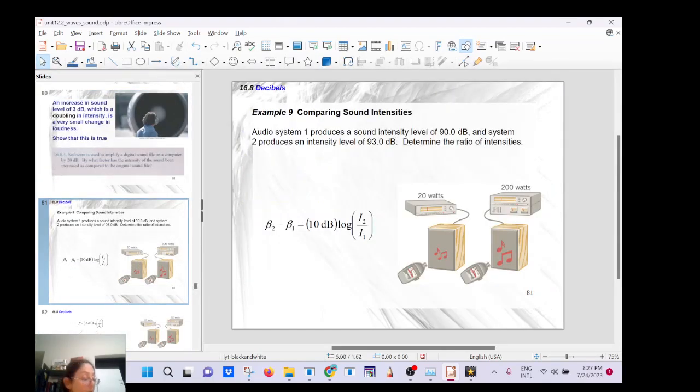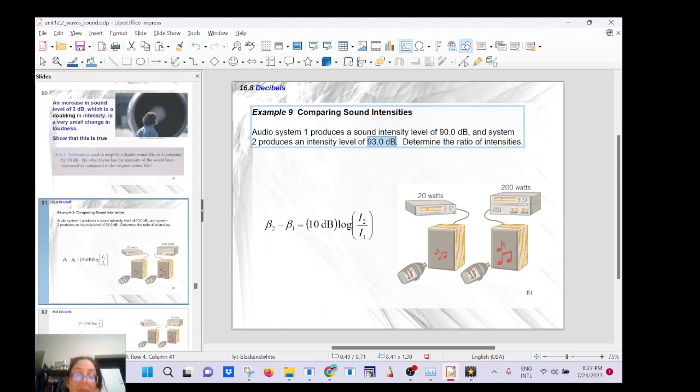So this one comes also from the book Kirkmel and Johnson. And so you have two speakers here, and one is 90 decibel, the other one is 93 decibel. Find the ratio of intensities, but we just did that here, right? So if you have an increase of 3 decibel, that means the intensity is multiplied by 2.